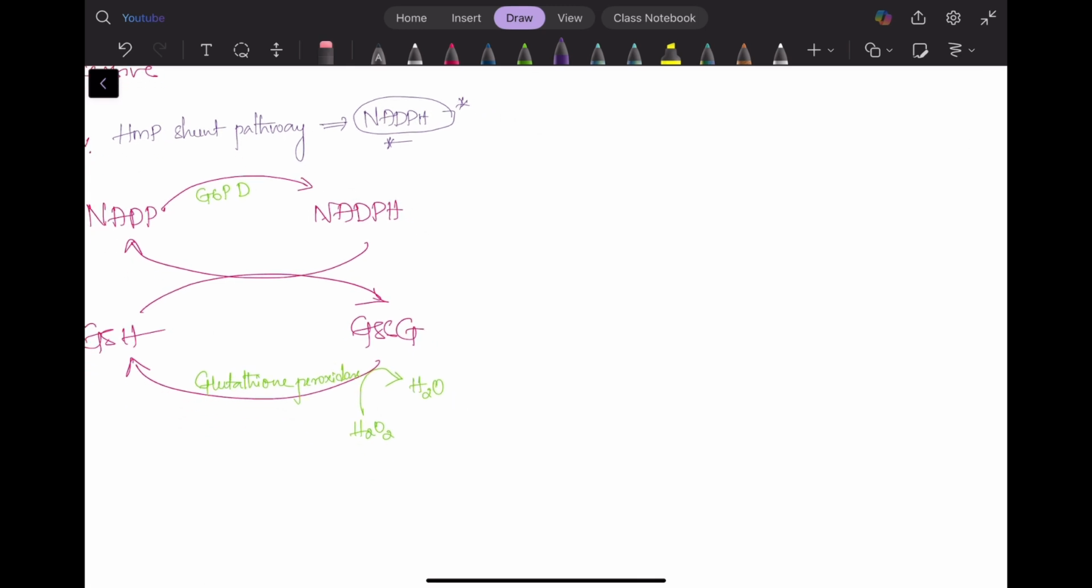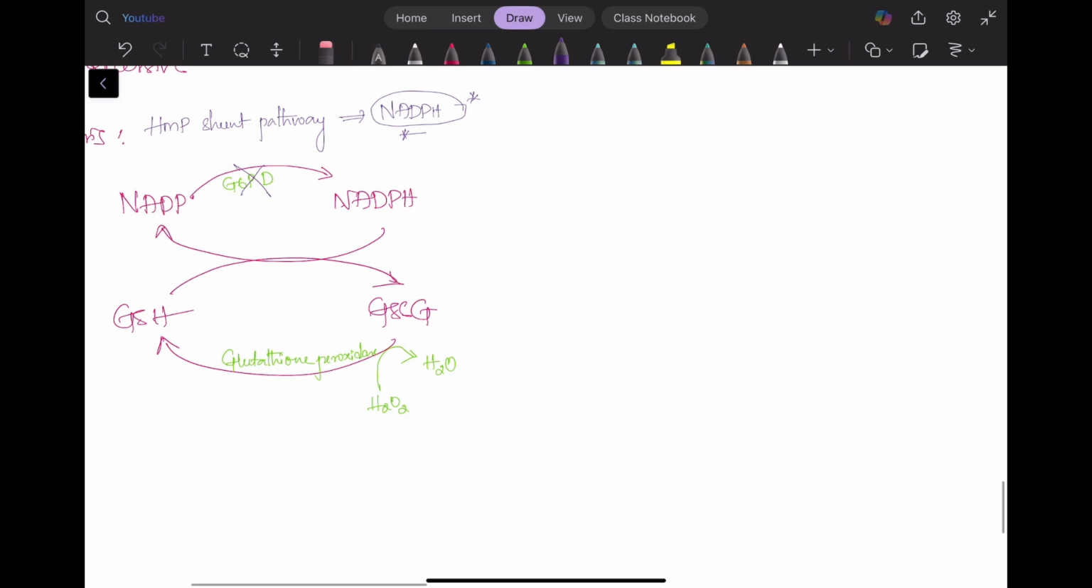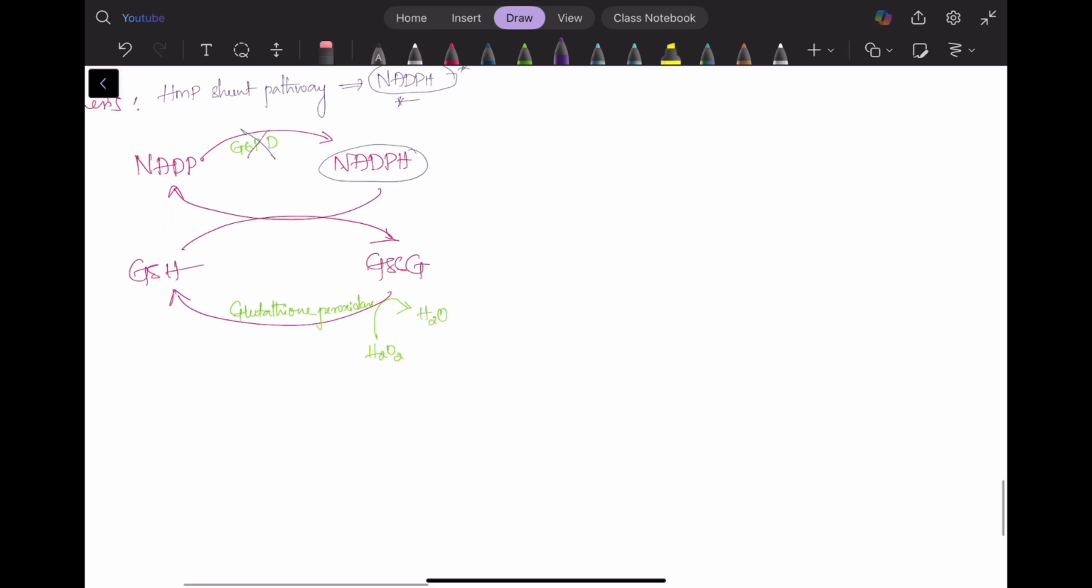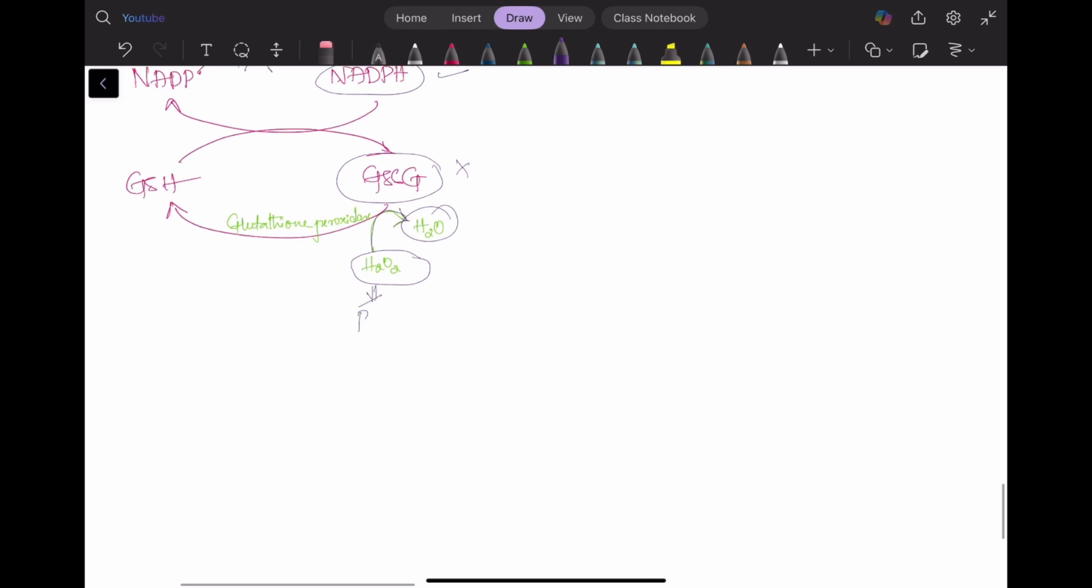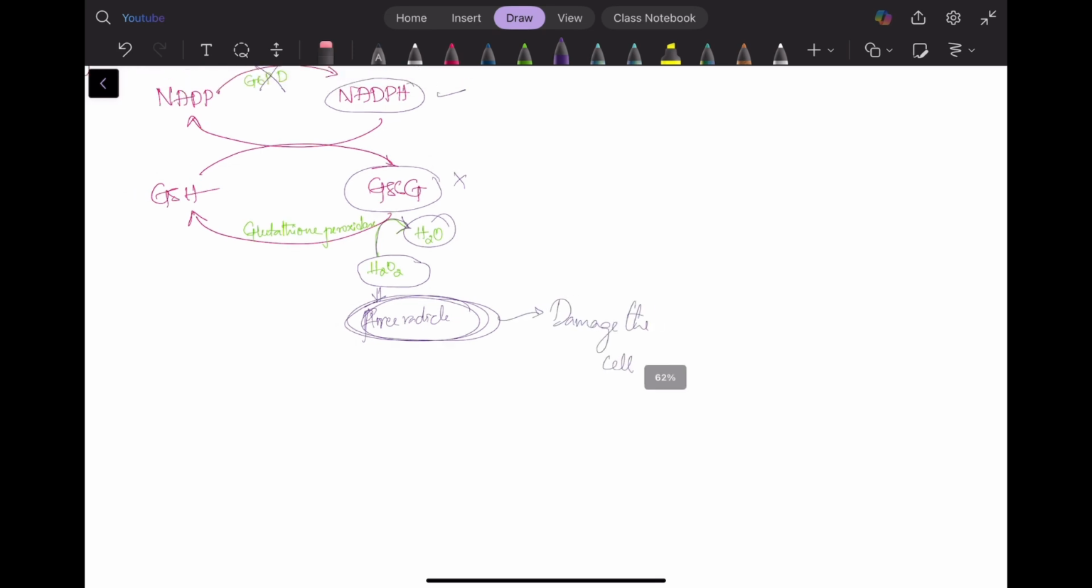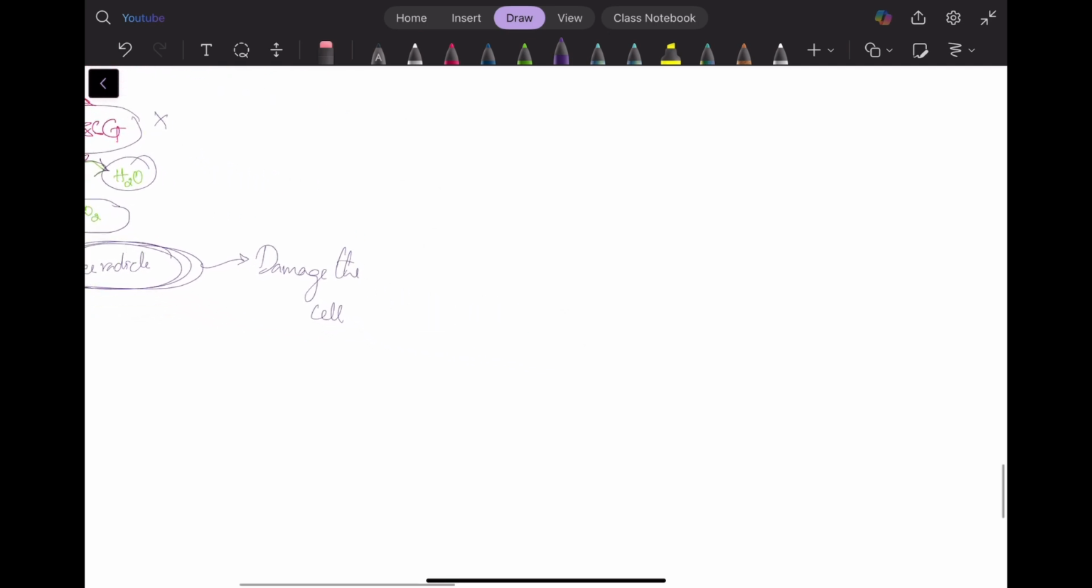So what happens here? If this is not there, then this won't be produced. If this is affected, it affects this pathway. And the very important thing that occurs here is hydrogen peroxide is not converted to water. So what happens? Hydrogen peroxide, which is a free radical, right, damages the cell. So what happens?